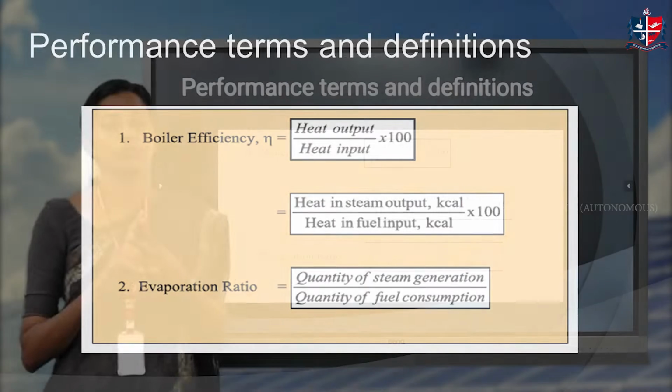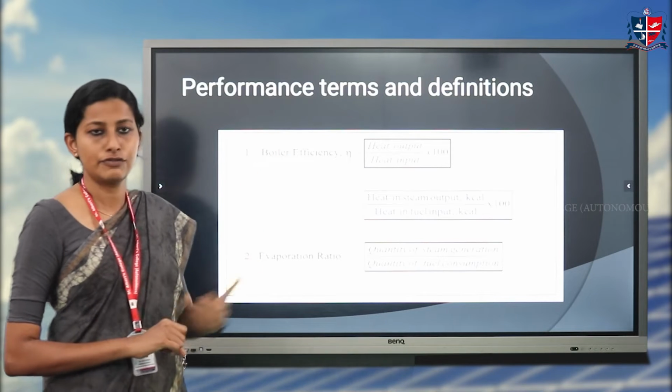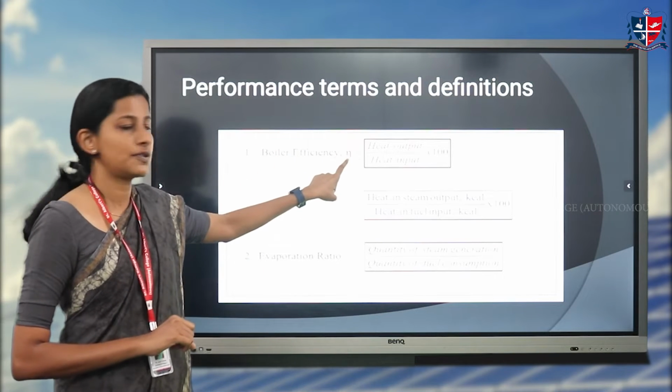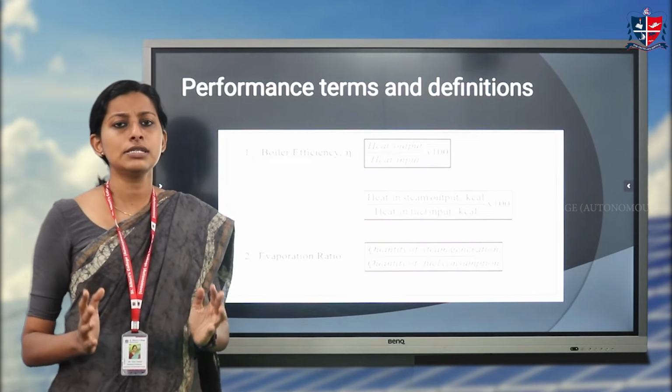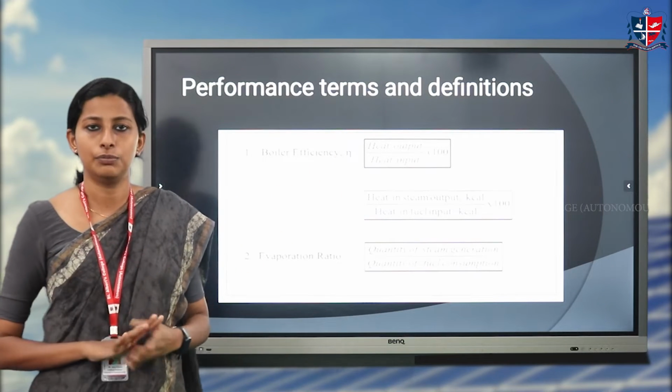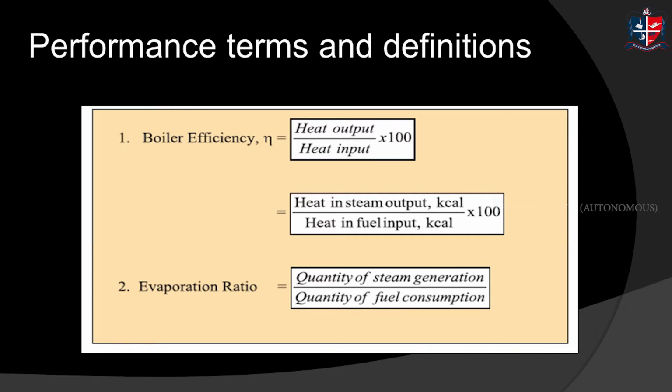As I said, there are two important parameters which will determine the performance of a boiler. One is the boiler efficiency. Efficiency is represented by eta. We know that the efficiency of any system is its output divided by input, and in terms of percentage we multiply it by 100. So output by input into 100 is the efficiency of any system.